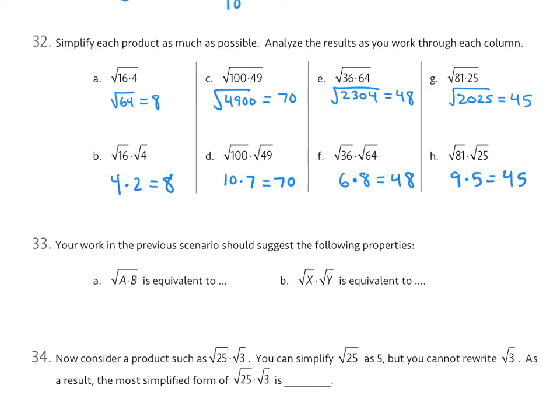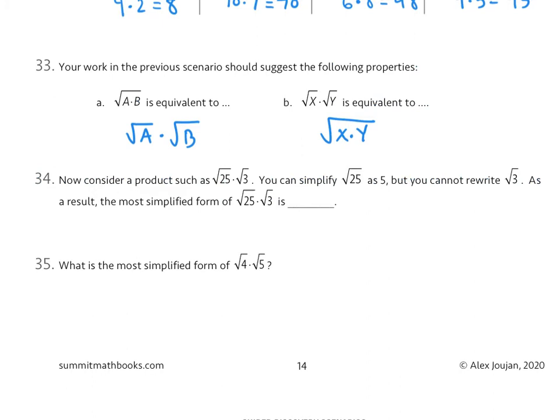33. Your work in the previous scenario should suggest the following properties. Part A. The square root of A times B is equivalent to the square root of A times the square root of B. Part B. The square root of X times the square root of Y is equivalent to the square root of X times Y. 34. Now consider a product such as the square root of 25 times the square root of 3.